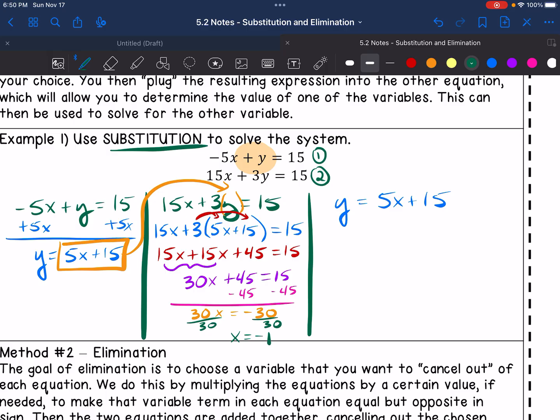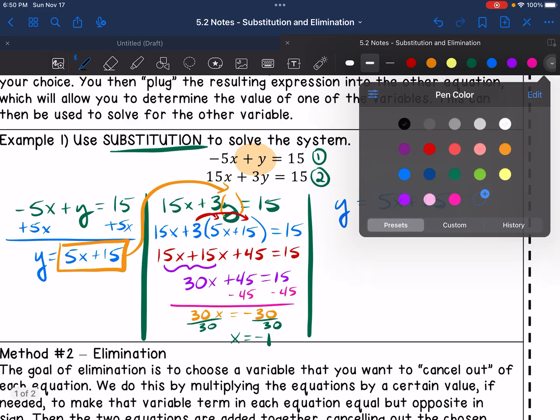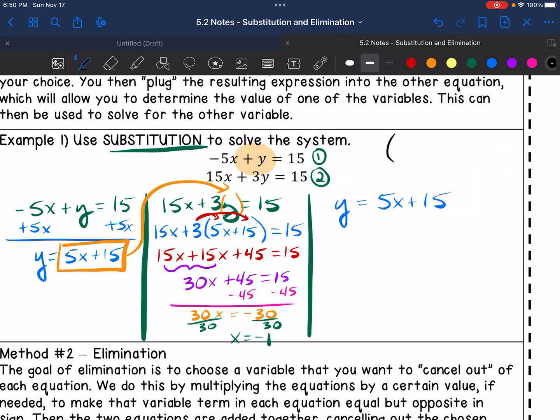Okay, so I have found part of my answer, part of my solution. Remember, the solution to a system is an ordered pair. x is negative 1, so I know that first number has to be negative 1. Now I need to find what y equals. So I'm going to take that negative 1, and I said that that's what x equals. So in my last little column over here, I am going to put the negative 1 where the x is.